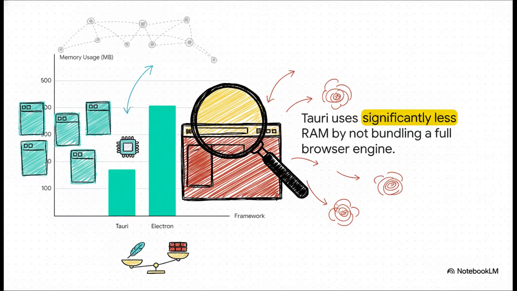And you can see the results of that decision right here. In a benchmark with 6 windows open, a Tauri app used just 172 megabytes of RAM. A similar Electron app, 409 megabytes. I mean, that's a huge difference. By not having to run a whole separate browser instance for every single app, the resource savings are just dramatic.